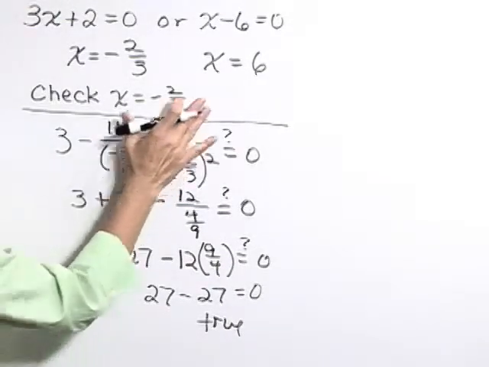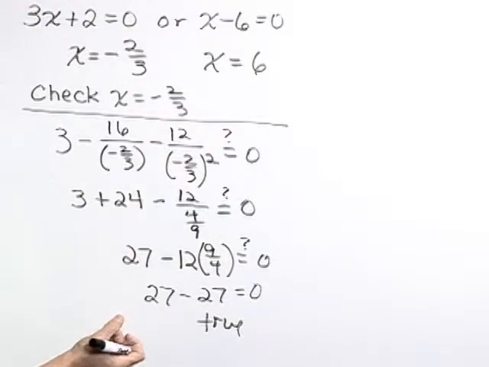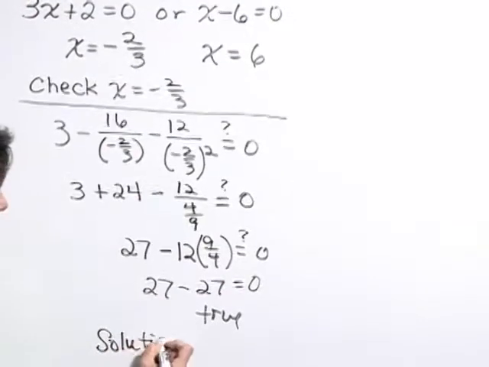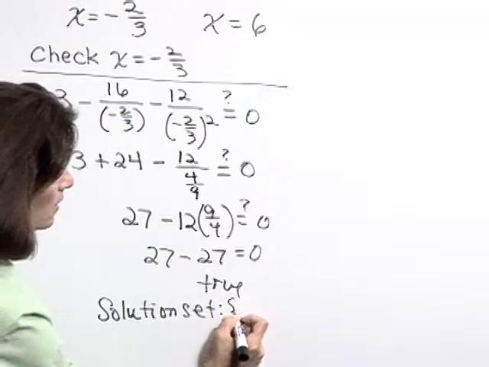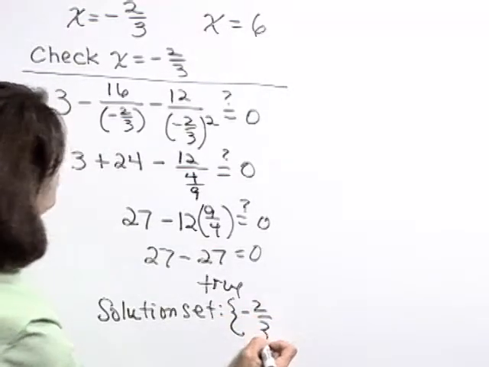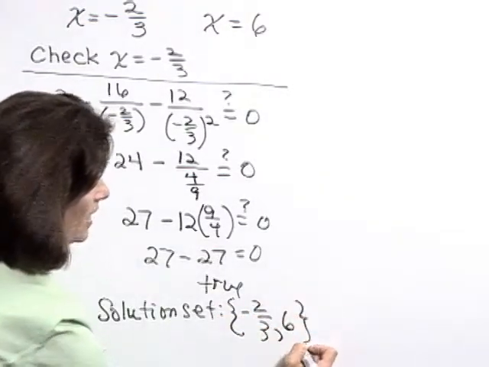I'm going to let you check that other proposed solution, x equals 6. It does work as well. So our solution set is both of these solutions, negative 2/3 and 6.